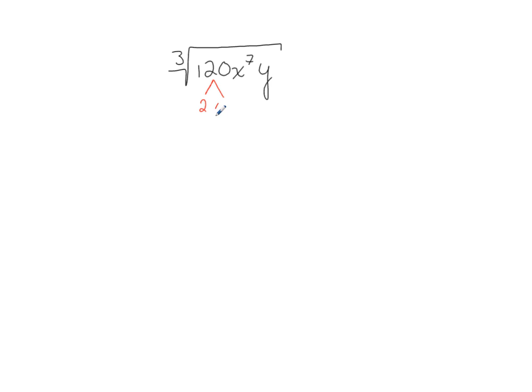So 120 is 2 times 60. 60 is 2 times 30. 30 is 2 times 15. I'm out of 2's, so 15 is 3 times 5. Now looking at this, I'm looking for groups of 3. Wow, that's totally not what I expected there. Hold on. Here's a group of 3 right here. There are three 2's. In the group of 3, one can make it out. So the other two get shot. That one 2 right there makes it to the outside of the radical.